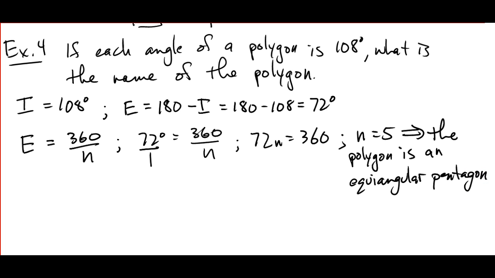Okay, so we know that the exterior angle is 72, but we really don't have any information about the sides. But we do know that since each of the interior angles is 108, each of the exterior angles has to be the same, so we can use this formula. We just don't know that it's regular, but we do know that it's equiangular. Alright, last example.